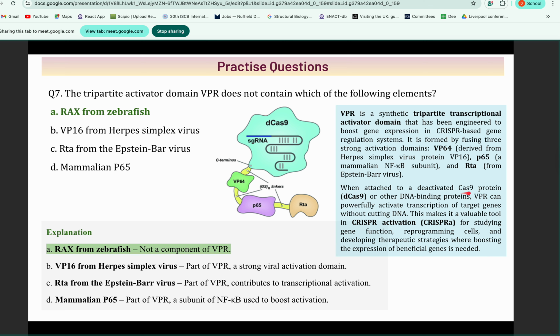When it is attached to the deactivated Cas9 protein, which is dCas9, or other DNA binding proteins, it can powerfully activate the transcription of target genes without cutting the DNA. So it is used in CRISPRa, which is CRISPR activation. Till now we were only talking about VP64, but this VPR is composed of these tripartite domains, which together act as a strong activator.